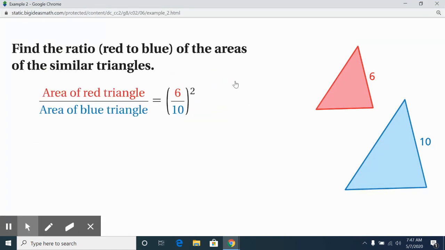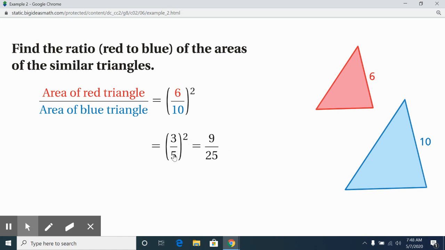Now the book does the same thing. They're taking area of red over area of blue, which is equivalent to their corresponding side lengths to the second power. They simplified the fraction first to get 9 over 25 as well.